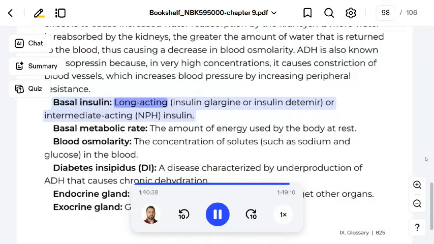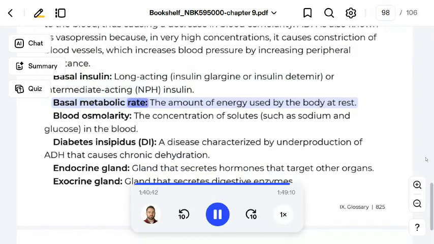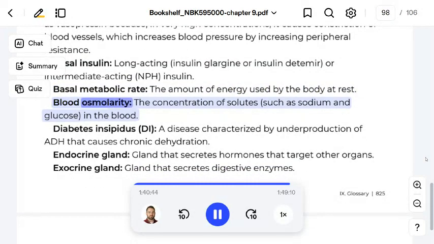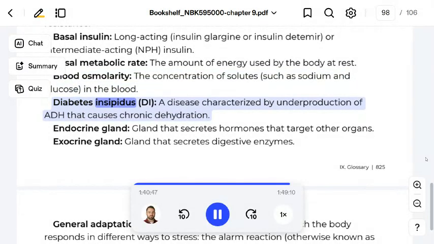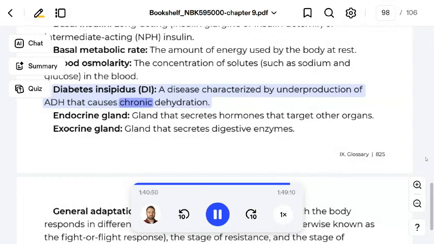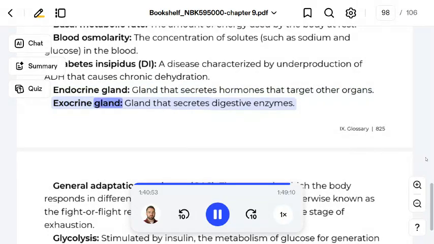Basal insulin, long-acting or intermediate-acting insulin. Basal metabolic rate, the amount of energy used by the body at rest. Blood osmolarity, the concentration of solutes in the blood. Diabetes insipidus, a disease characterized by underproduction of ADH that causes chronic dehydration. Endocrine gland, gland that secretes hormones that target other organs. Exocrine gland, gland that secretes digestive enzymes.